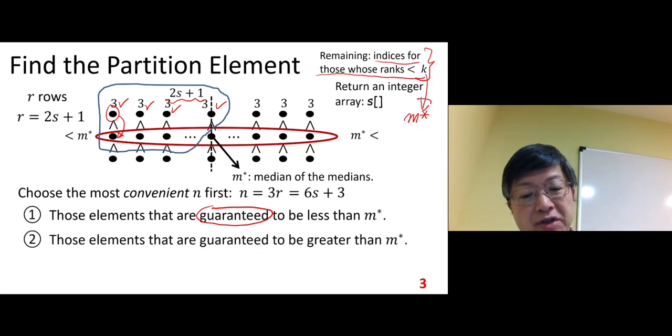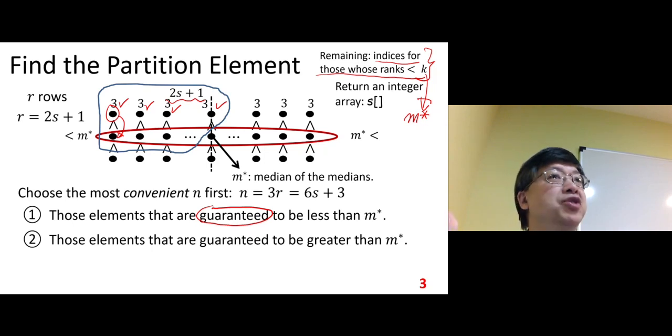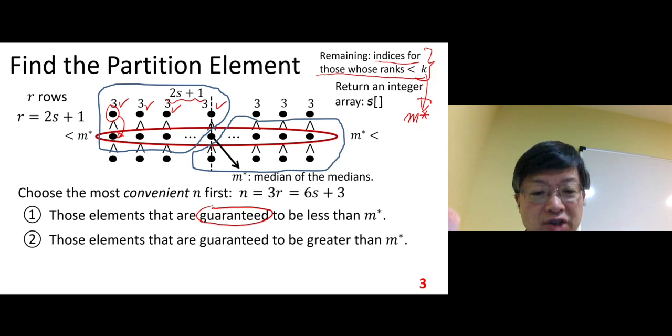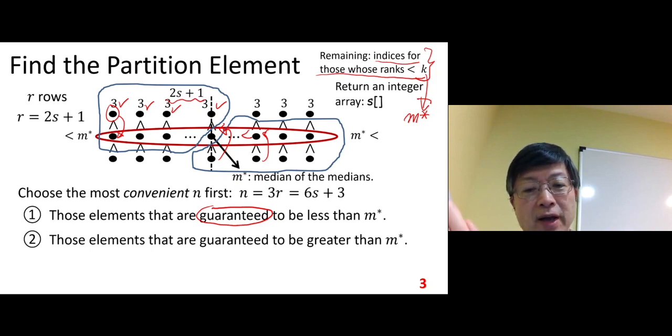Similarly, we can answer the second question. What are those elements that are guaranteed to be greater than M star? This block. The argument is similar, but this time the element is greater than the corresponding median, and its corresponding median is greater than M star. By transitivity, all the elements in this second block are greater than M star. We also have 2s plus 1 elements in the second block. This information is very useful in our partition.